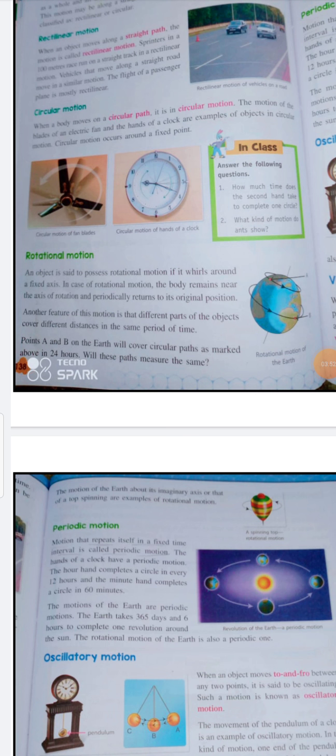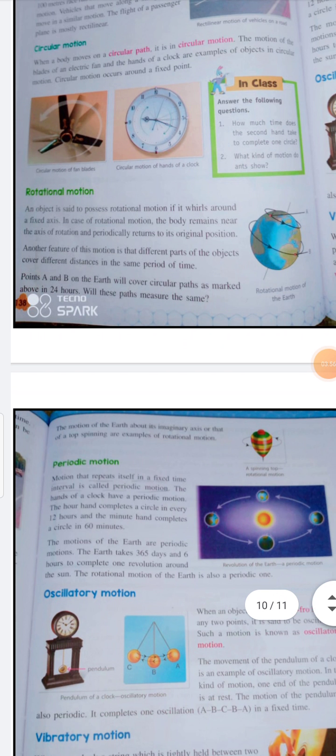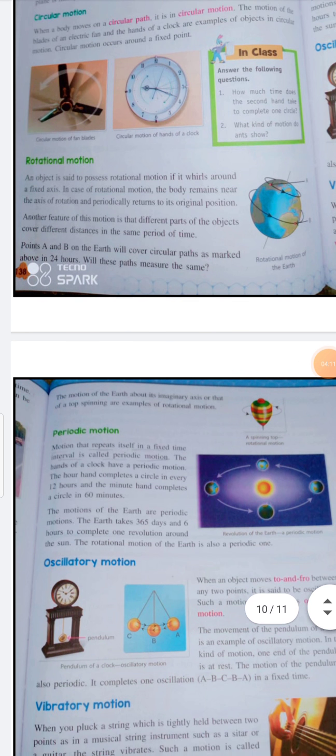Again we come to another type of motion, that is periodic motion. When an object oscillates to and fro along the same path again and again with the same speed, it is said to be in periodic motion. A heartbeat is an example of periodic motion.